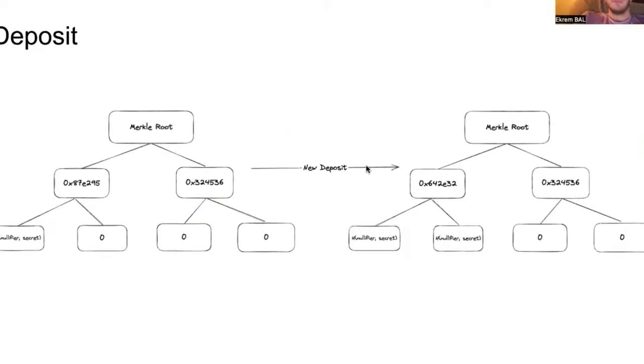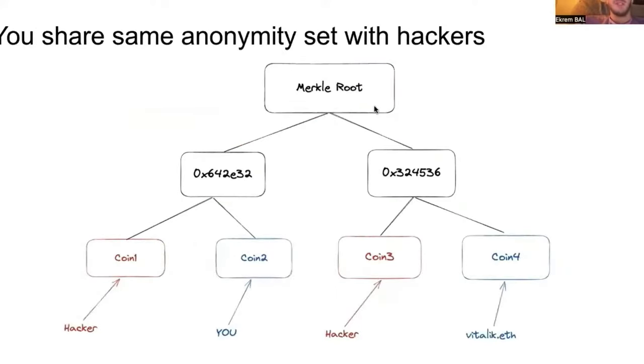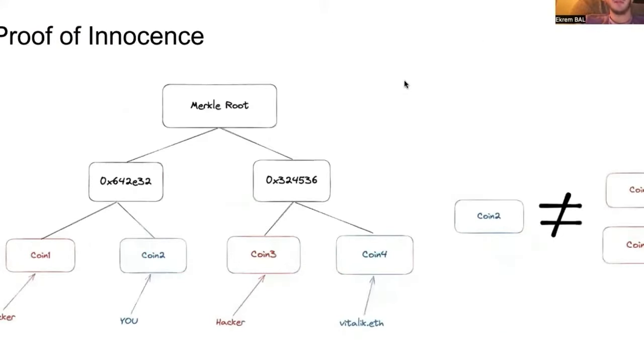How does it work? On deposit, you create a new leaf in a Merkle tree, and on withdraw, you prove that you are a leaf in the Merkle tree and provide your nullifier to prevent double spending. But the issue is you share the same anonymity set with hackers or illicit accounts. To solve this issue, we created Proof of Innocence, where you can prove that you are in the Merkle tree, but you are not a hacker.